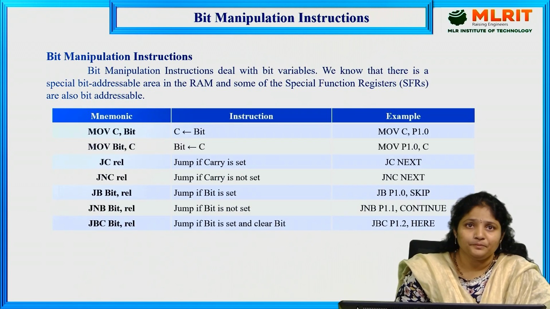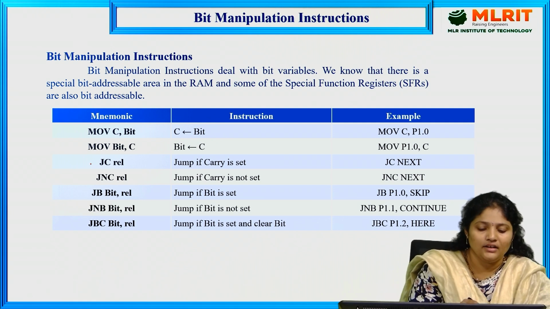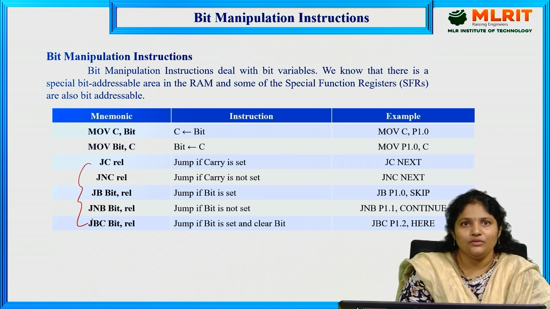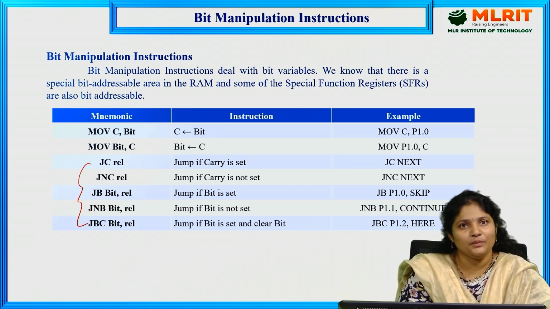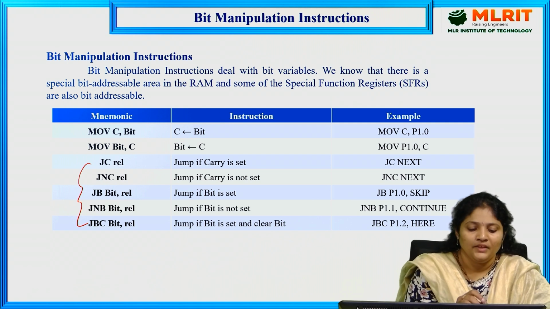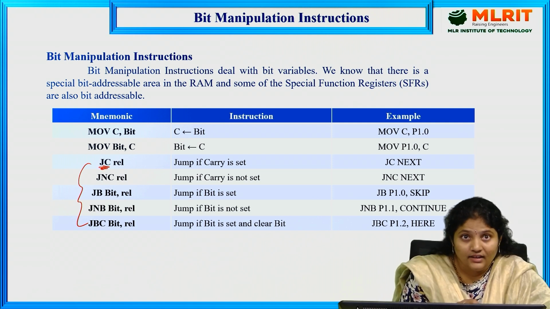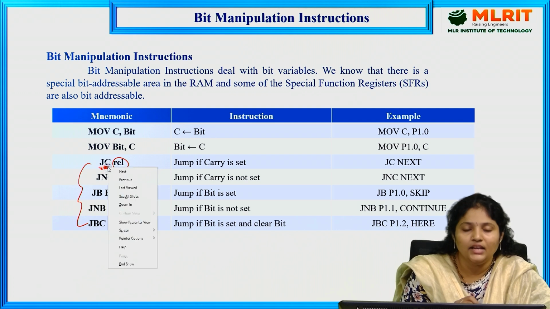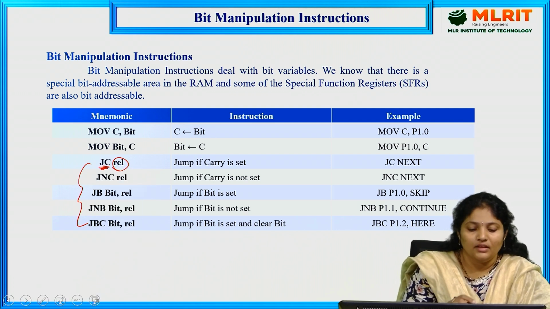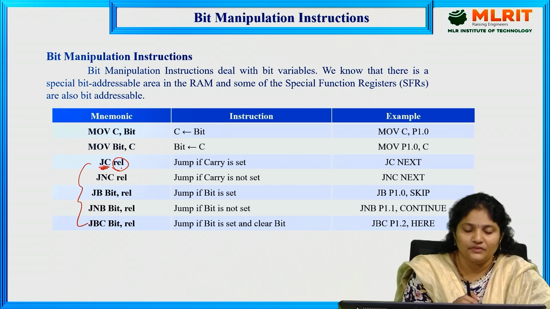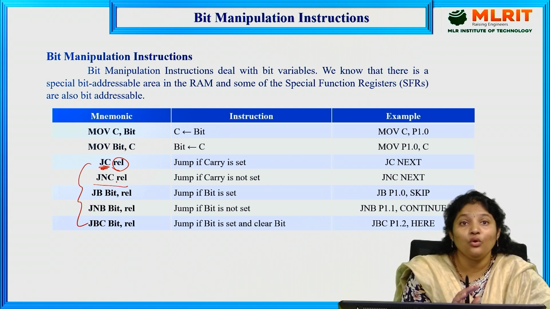Coming to the next set of instructions, these are branching instructions, and you can use bit manipulation here also. How? See here, jump if carry: JC means it will jump to the address location which we have specified if carry is there. Here it is JNC, jump if no carry. If carry is 0, then only it will activate. So these are some types of branching instructions.